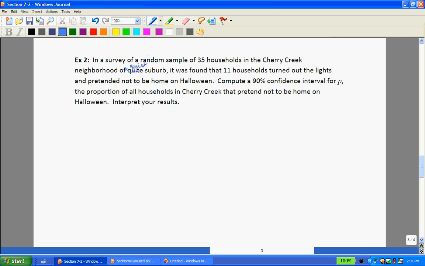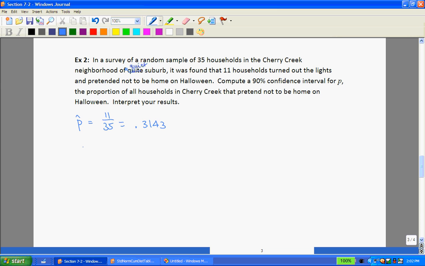Well, this time, compared to the previous example about physicians doing charity care, we're given the proportion up front. Oh no, we're not. I was looking at a different number. Okay, so 35 households and 11 of those households turned out the lights. So first we need an estimate for P. So P hat will be 11 over 35, which is 0.3143 if I round to 4 places. But when I go to do my other calculations, I'm going to let my calculator handle all the other digits that come behind that. So first I have P hat.